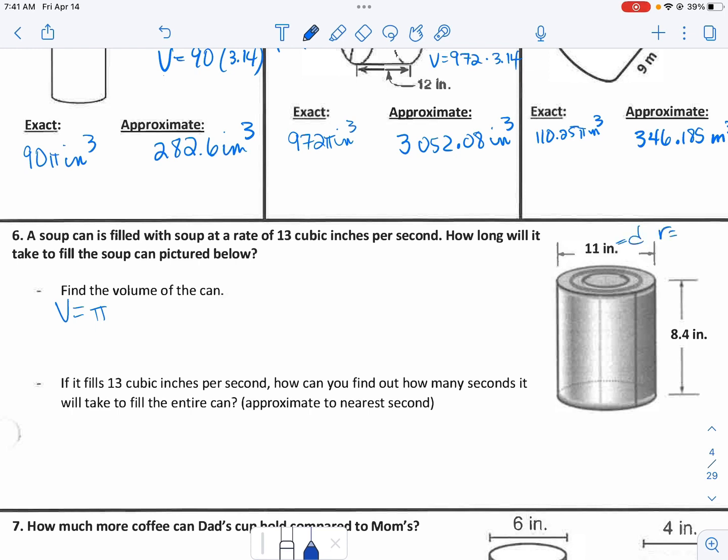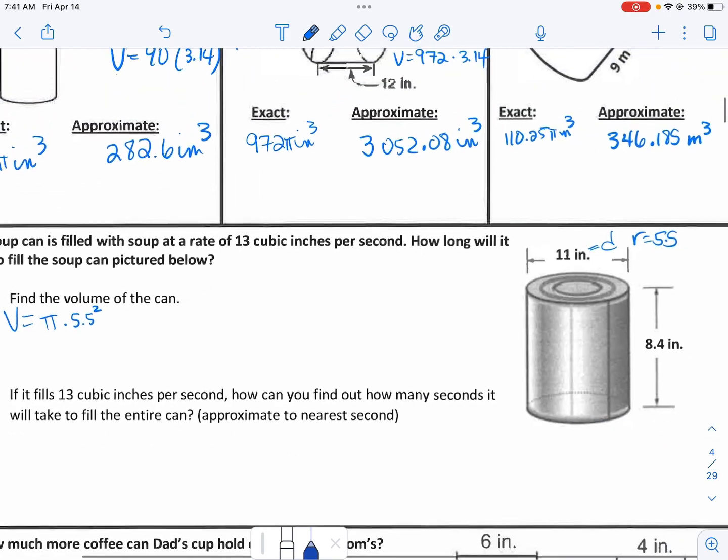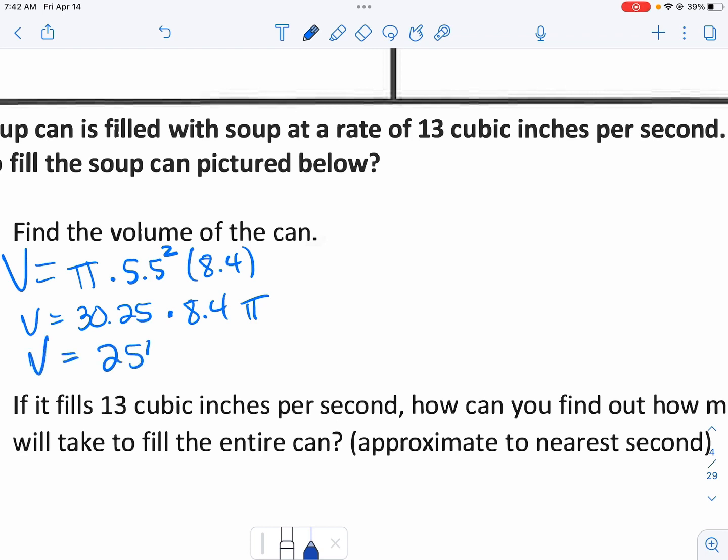So the radius for that is going to be 5.5. So we're going to take 5.5 and we're going to square that. And then it says 8.4 for the height. So we're going to do 5.5 squared, and we're going to get 30.25 times 8.4 pi. And that's going to get us 254.1 pi inches cubed. Okay.